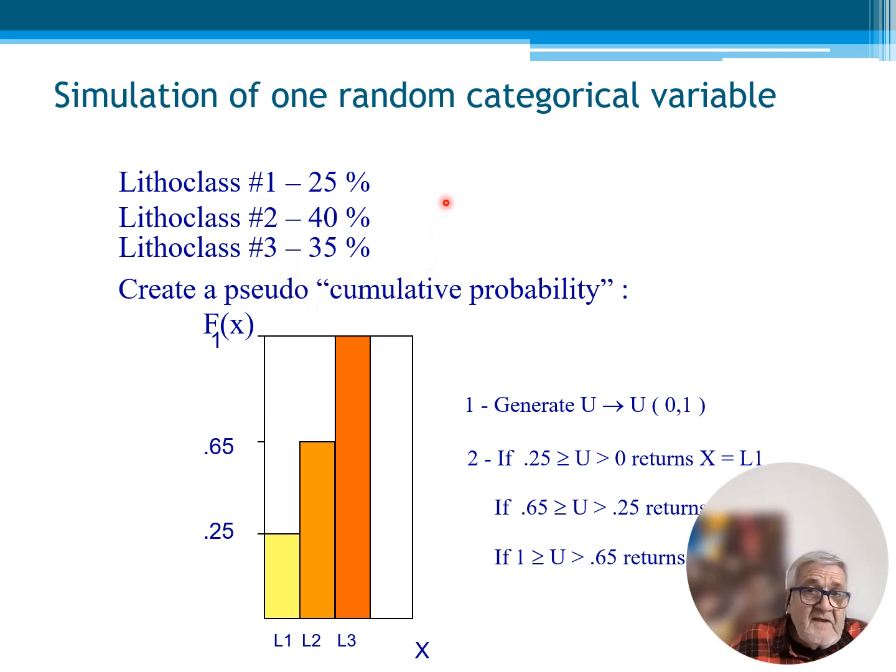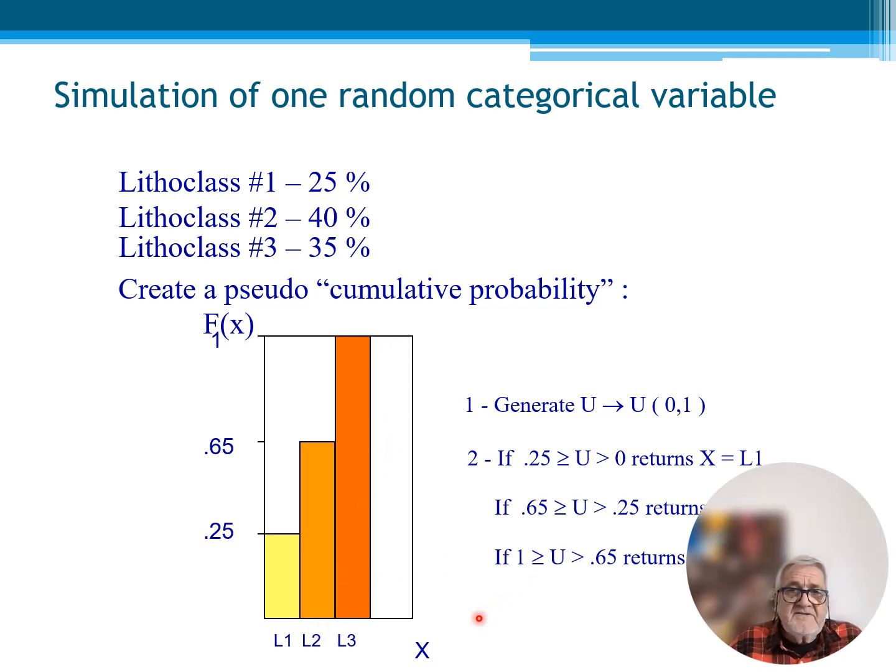Now, the first thing is to create a pseudo-cumulative distribution. Why is it pseudo? Because there's no order relation. You can put the sand first or clay first and so on. We choose the smallest one, this is lithoclass 1. For the second one, you sum 25 and 35, and the other one is 40%. Lithoclass 2, sorry, and lithoclass 3.